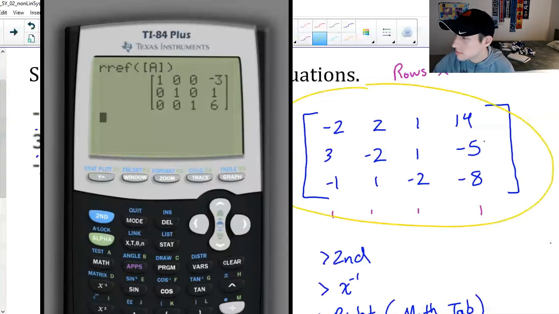However, use this on your graphing calculator to check your answers. Use it on the PFA. Okay, very helpful tool.